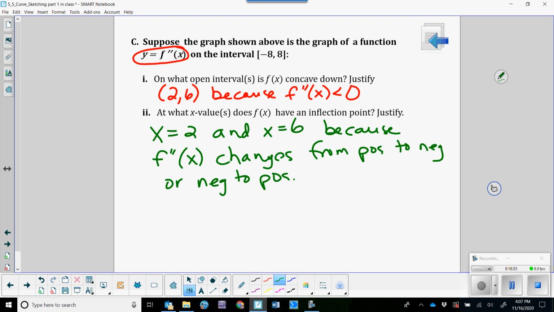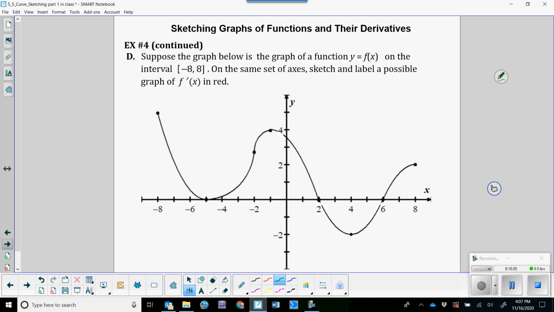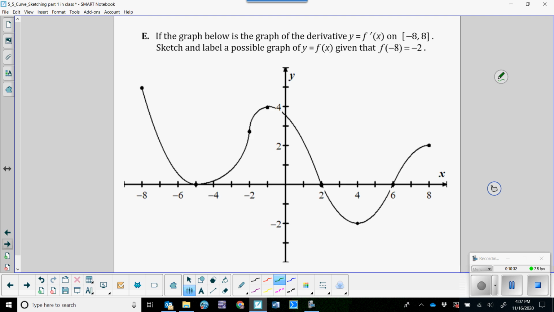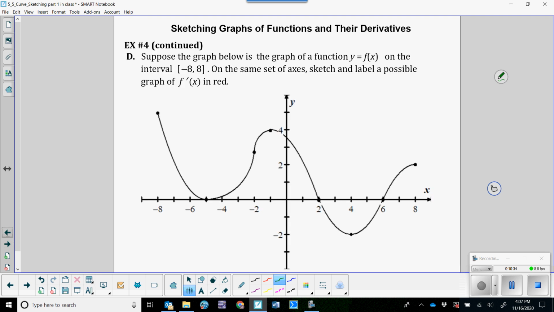Okay, so we're going to skip that on accident. So we're going to do part D. So now we're saying, suppose the graph of this function is f of x. We want to sketch f prime in red, a possible graph of f prime. So again, we look at this graph as f of x, okay?